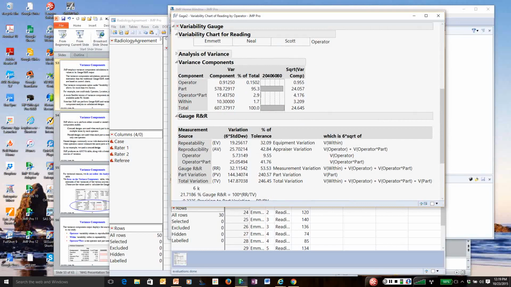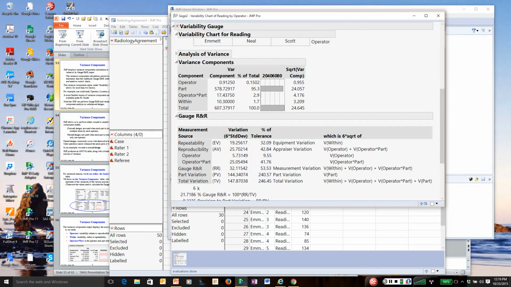Notice it says the operator variance is 0.912, and that's thousandths squared. And that's literally 0.15% of the total variation. And by the way, the standard deviation due to operator is 0.95 or 96.